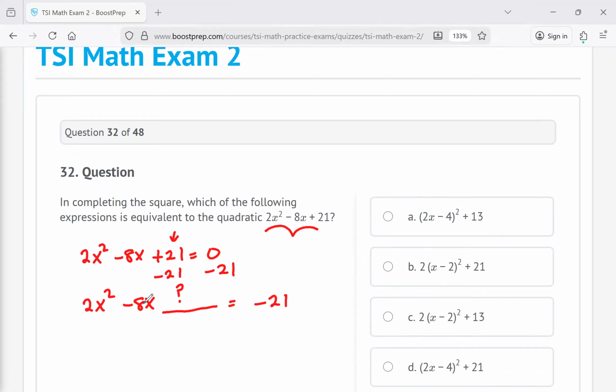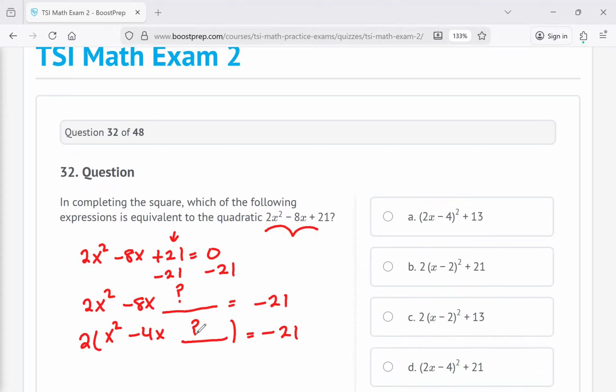Wait, before you take half of your b and square it, which is what you usually do, between the 2x squared and the negative 8x, you can factor something out. You can factor out 2. So that's what I should do. I'm going to factor out 2, so it's going to be x squared minus 4x, and then blank space, equals negative 21.